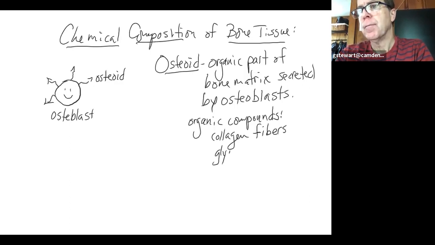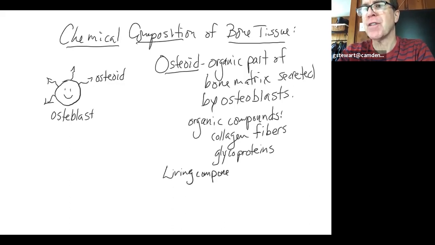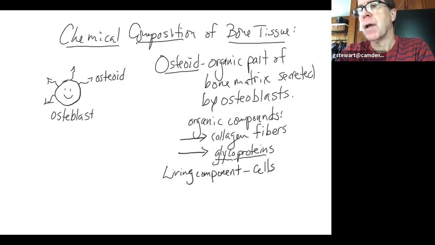Glycoproteins. And the other living component or organic component is the actual cell that is doing the secretion. So osteoid is made up of collagen fibers, glycoproteins. The word glyco just means sugar, and so we have a combination of sugary proteins. So we have collagen fibers, glycoproteins, and the living component of the cells that are sort of secreting this stuff.